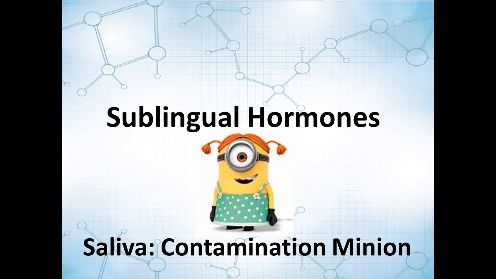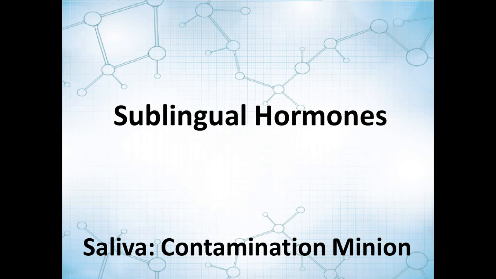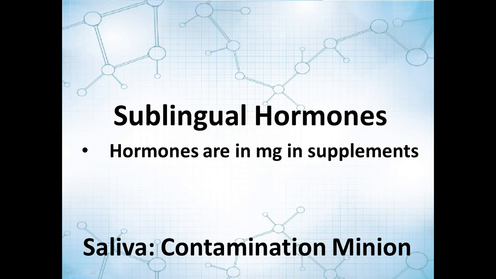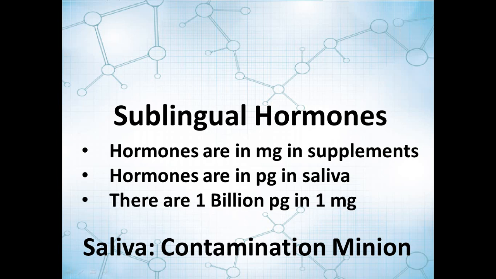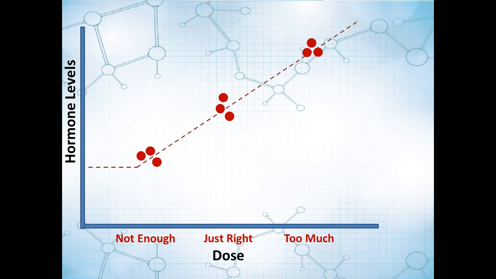With saliva, it's just not a viable option to monitor sublingual hormones using saliva testing. We just showed that the systemic increase in hormone is gone in a couple of hours. What's going to happen with sublingual hormones with saliva is you've got a contamination problem. The hormones are in milligrams in the supplements and picograms in the saliva. If you do the math on the difference between the two, there are 1 billion picograms in a milligram. So you're putting that much hormone in your mouth and then hoping that it doesn't get in the way of your testing, and it's just not practical.